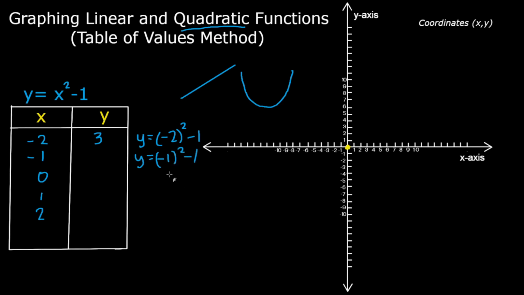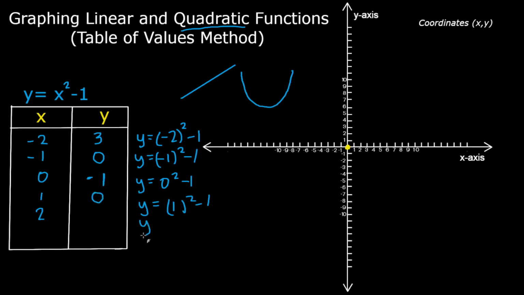Then minus 1. So, 1, negative 1 times negative 1 is 1 minus 1, 0 lang din. Okay? So, when x equals 0, 0 squared is just 0, and then minus 1, magiging negative 1 to. And then, dito naman, when x is equal to 1, 1 squared, then minus 1, 0 lang din.